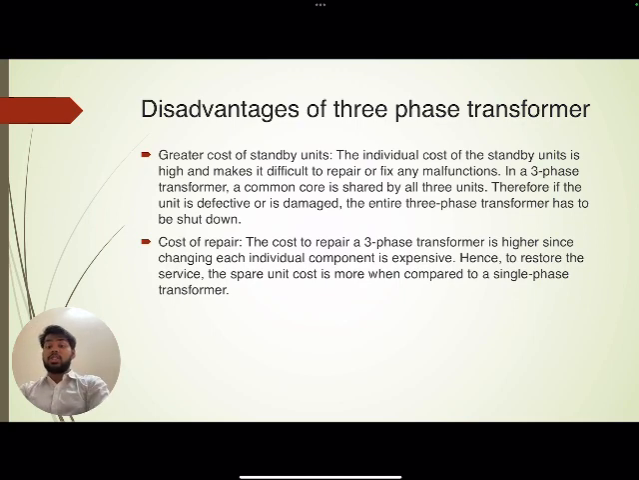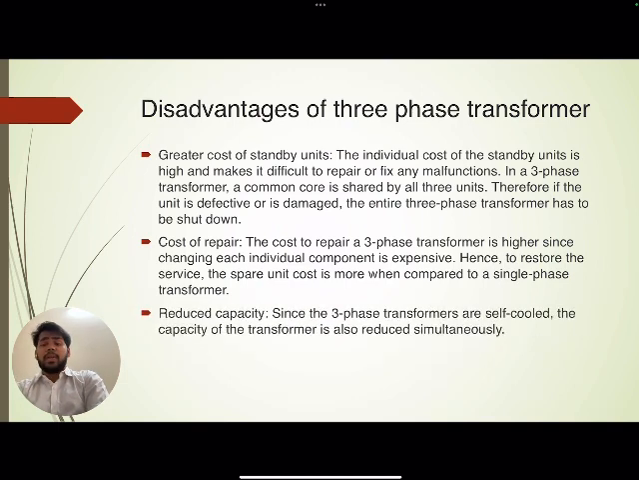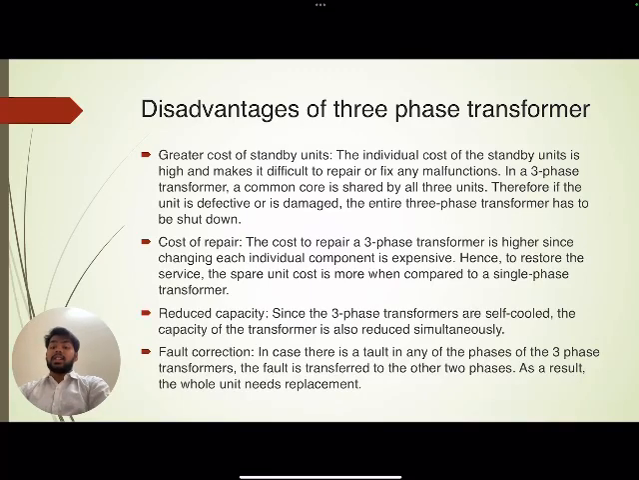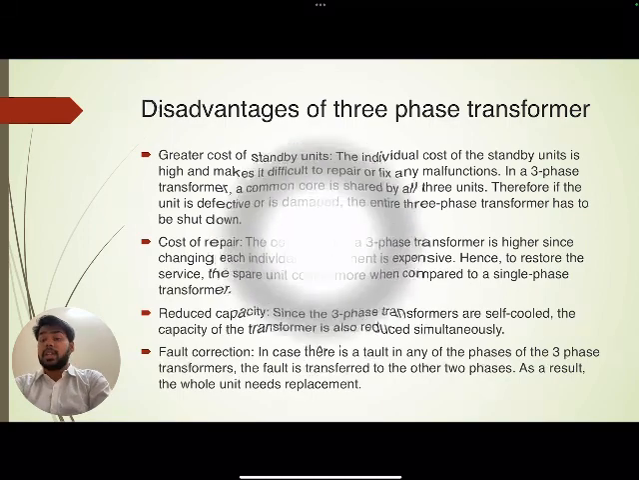Cost of repair. The cost to repair a three-phase transformer is higher since changing an individual component is expensive. Hence, to restore the service, the spare unit cost is much higher compared to a single-phase transformer. Reduced capacity. Since three-phase transformers are self-cooled, the capacity of the transformer also reduces. Fault correction. In case there is a fault in any of the phases of the three-phase transformer, the fault is transferred to the other two phases. As a result, the whole unit should be replaced.